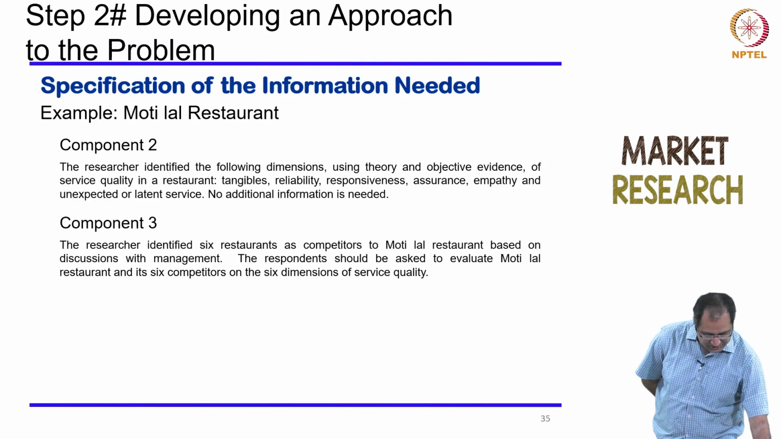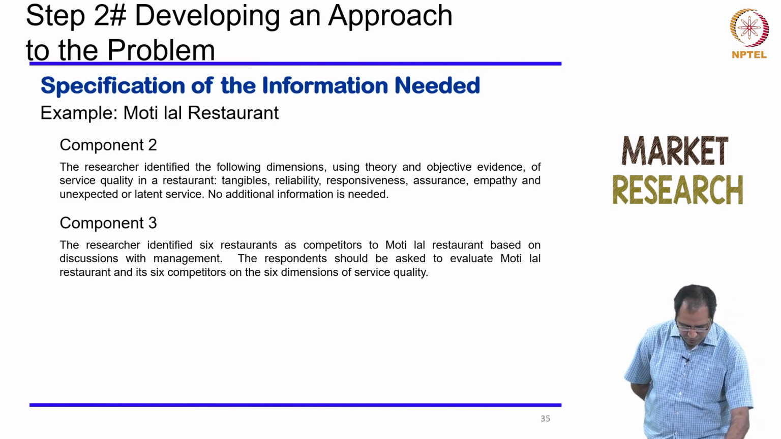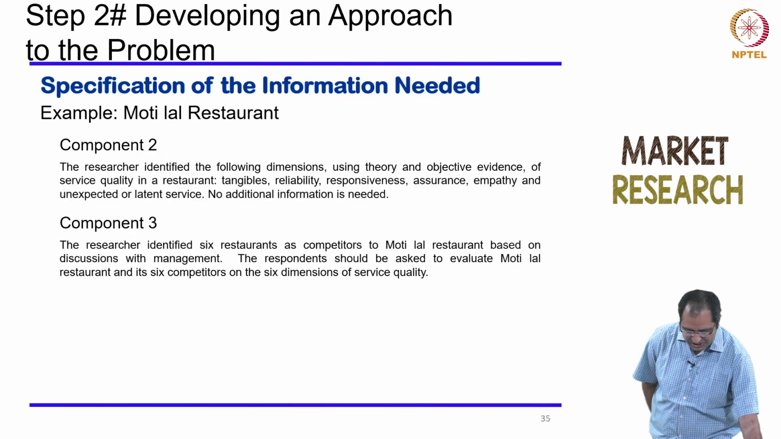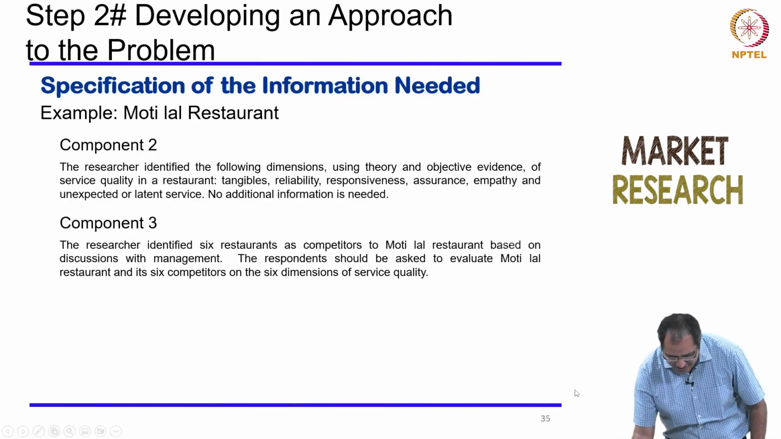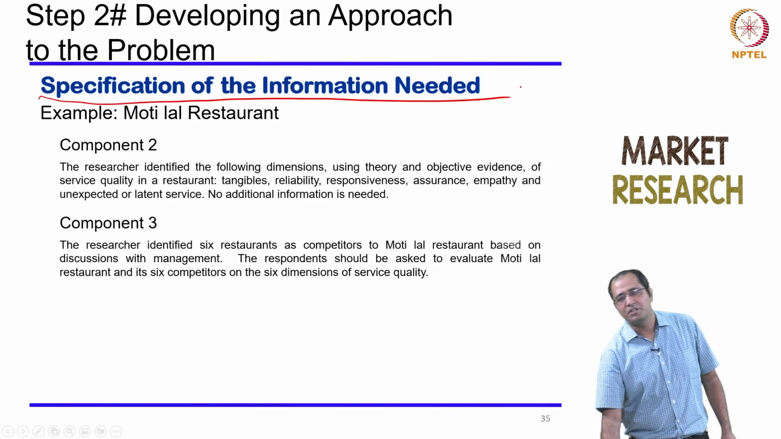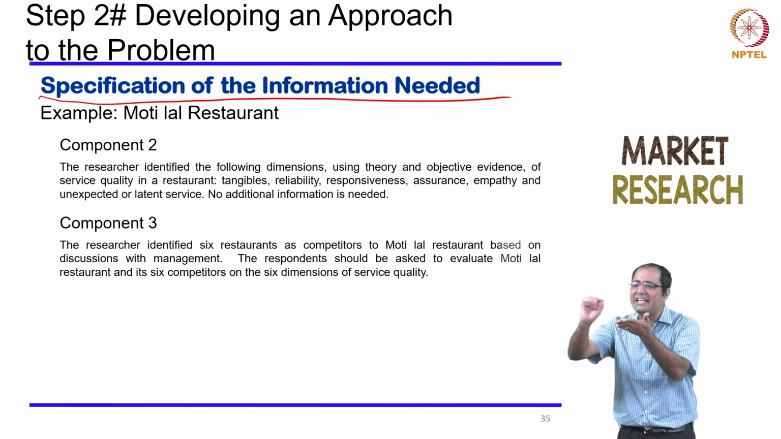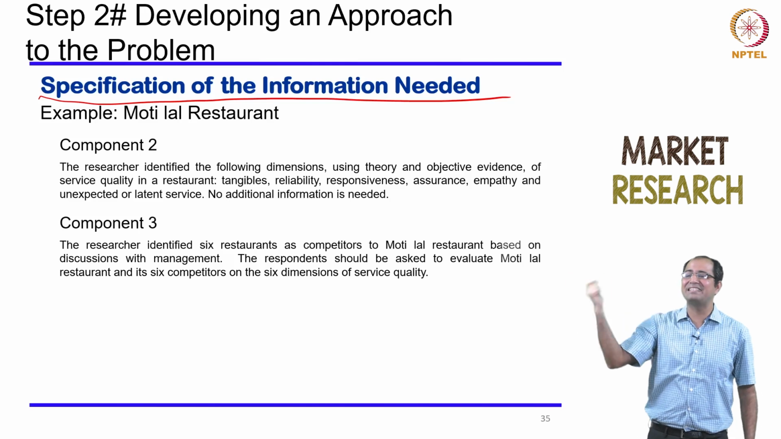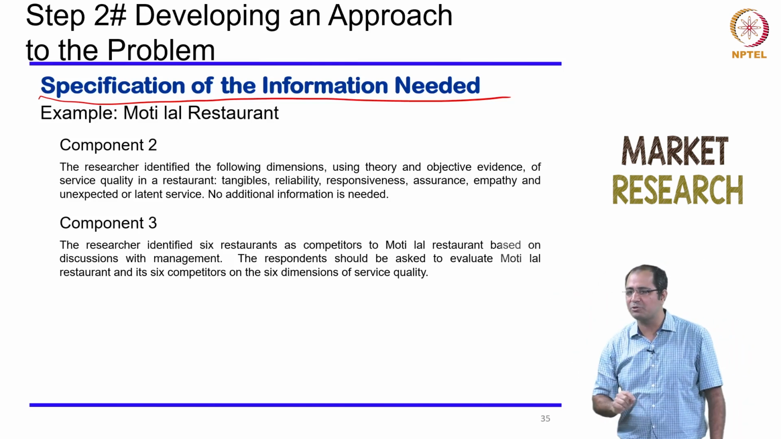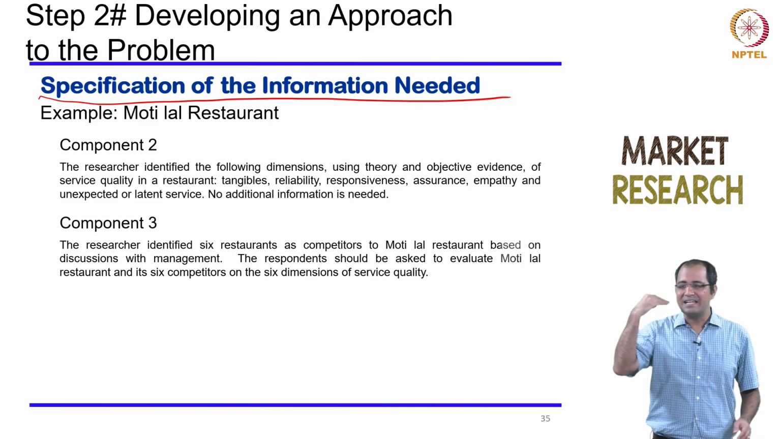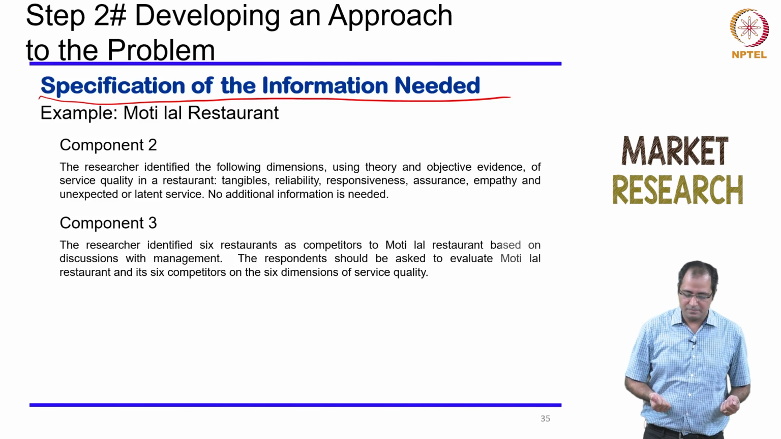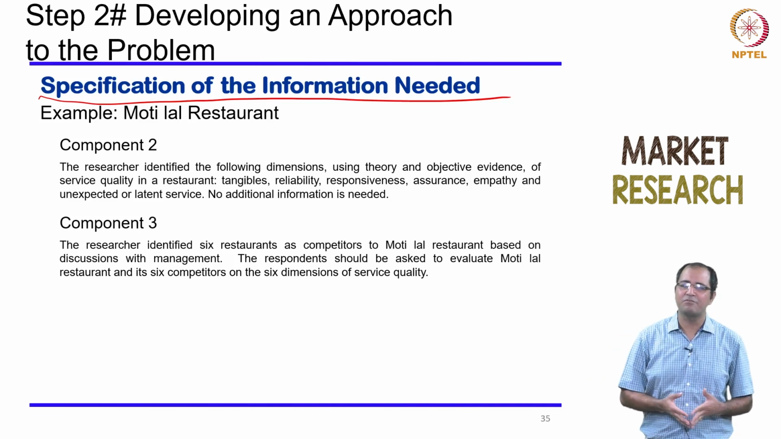For component 2, you got the answer. For component 3, I also mentioned specification of the information needed as one of the things. It is just listing the variables for which you need to collect the data, the variables that are part of your hypothesis or research question, so that you don't forget to measure them when you proceed further. That is what the specification of the information needed is.